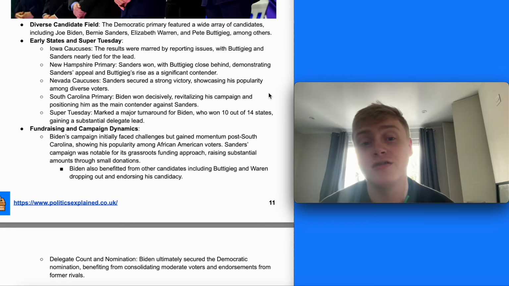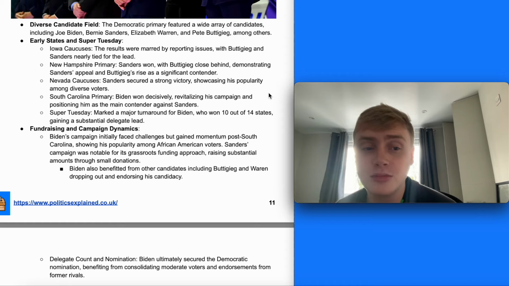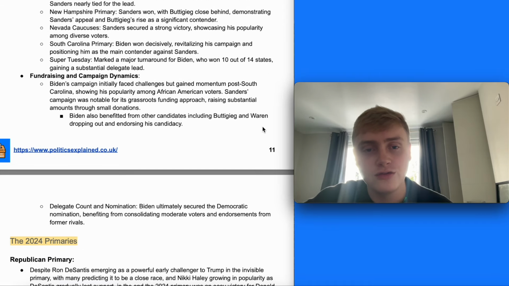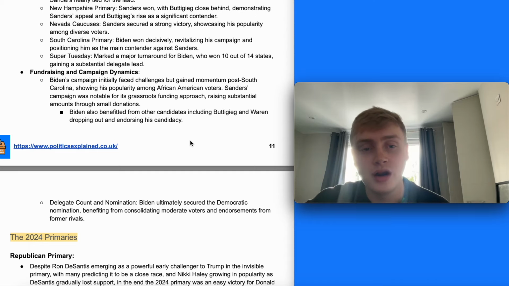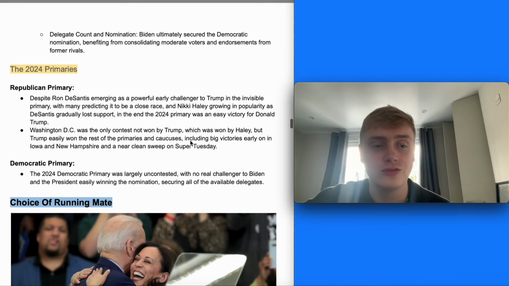Super Tuesday was a massive turnaround for Biden, who won 10 out of the 14 states, gaining a substantial delegate lead. Biden's campaign initially faced challenges, but gained momentum post South Carolina, showing his popularity among African American voters. Sanders' campaign was notable for its grassroots funding through small donations. Biden also benefited from other candidates dropping out, including Buttigieg and Warren, and endorsing his candidacy. Biden ultimately secured the Democratic nomination, benefiting from consolidating moderate votes and endorsements from former rivals.